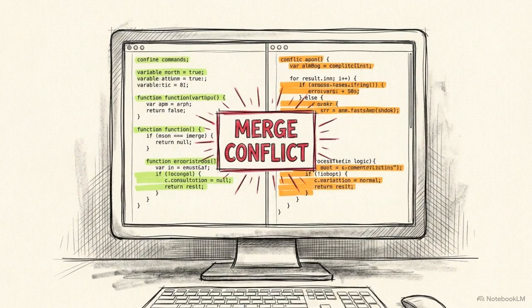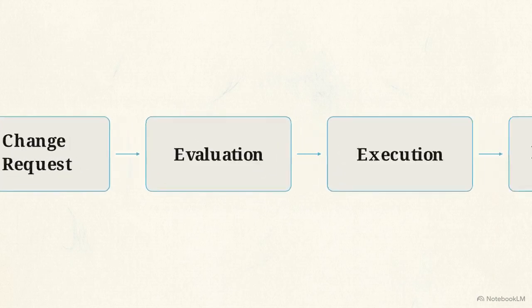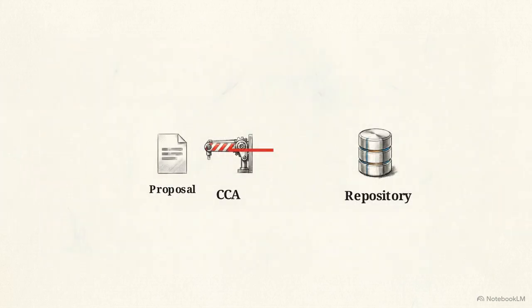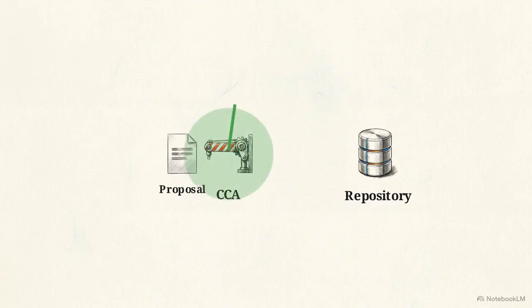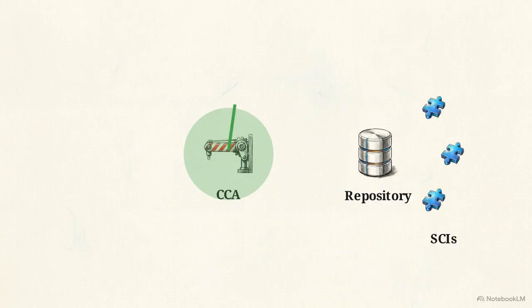Without enforcing this standard sequence, independent changes collide, documentation falls behind, and the internal architecture of the program rapidly collapses. The evaluation stage is governed by a Change Control Authority, or CCA, weighing business value against technical risks. Once cleared, developers access the project repository, checking out specific, isolated code-based components, known as software configuration items, or SCIs.